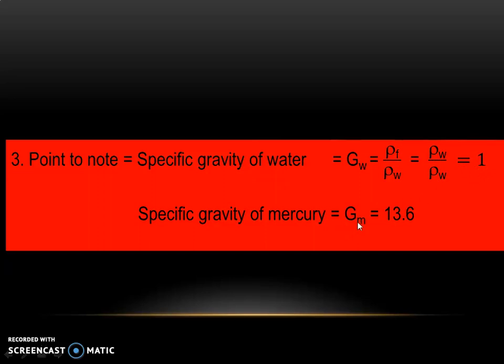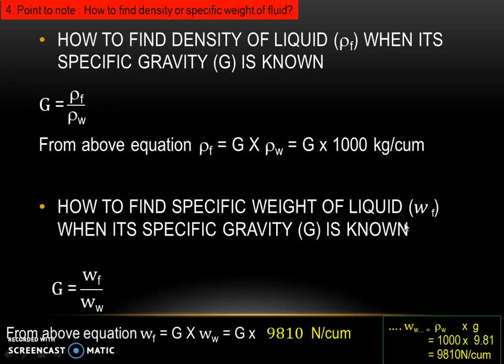And even in some of the problems, specific gravity of mercury won't be given. You take it as Gm is equal to 13.6. Now, how to find density or specific weight of fluid?